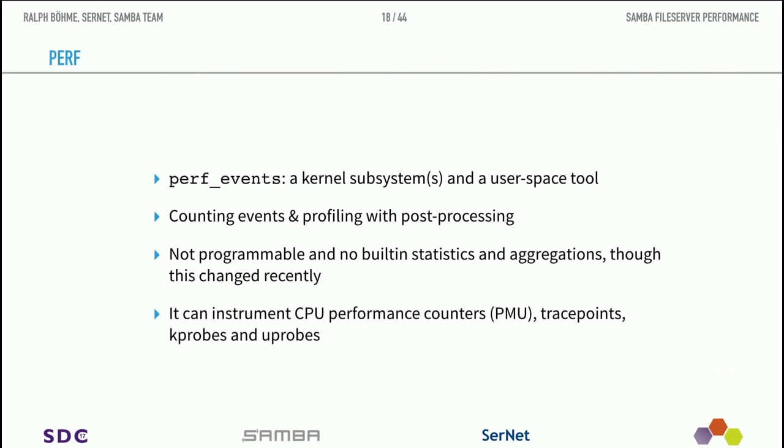So perf. The original name was perf events, which is still the name for the kernel subsystem. The user space tool is just called perf. It supports counting events of all the different types I mentioned. And it can do profiling, which is what I'm going to describe here, how nice and good it is for profiling. It's not programmable and has no built-in statistics and aggregations, though this changed just very recently, as support for BPF was added in the backend. And it can instrument the CPU performance counters, the PMU, the tracepoints, and the kprobes and uprobes. So essentially all different event types are traceable with perf events.